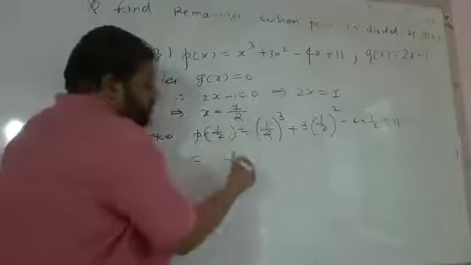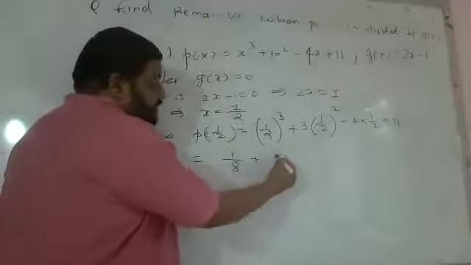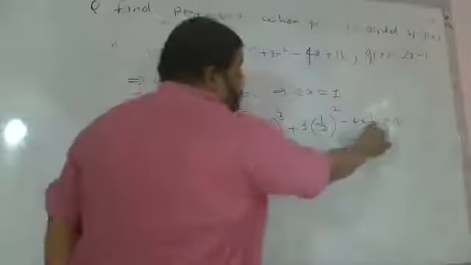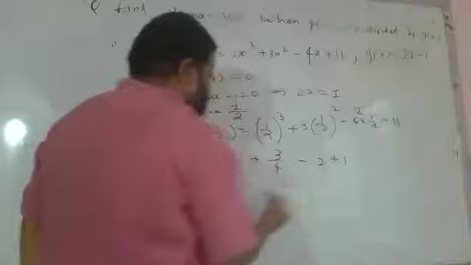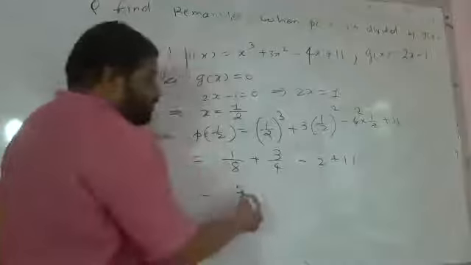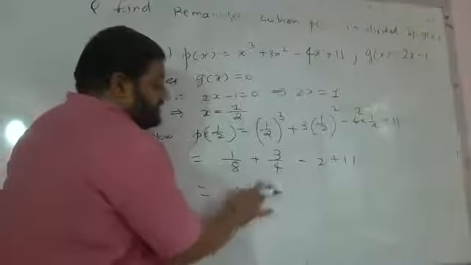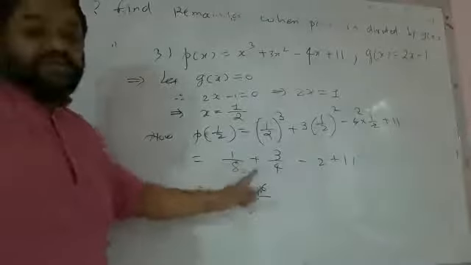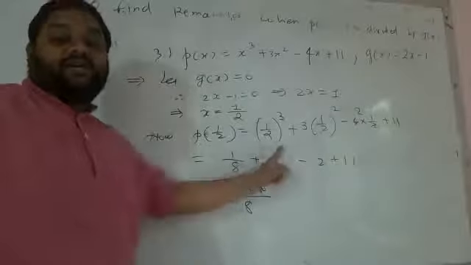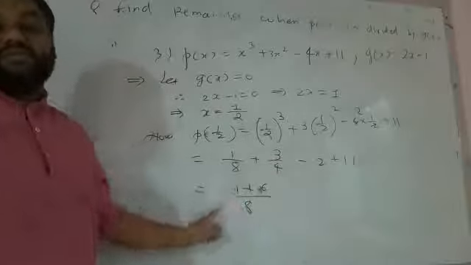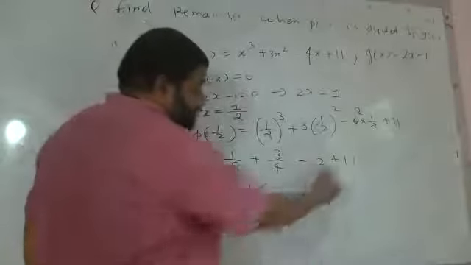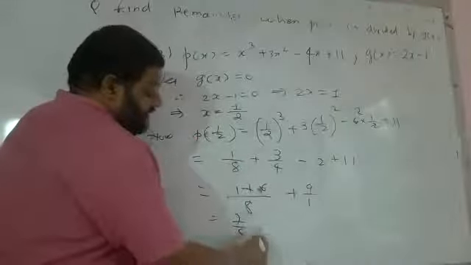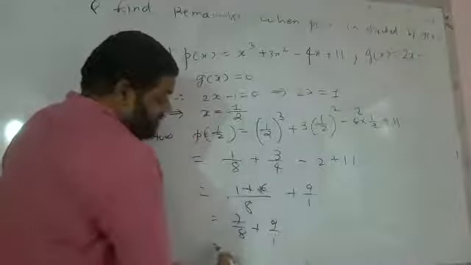Now 1 by 2 cubed is 1 by 8, plus 3 into 1 by 2 squared is 3 by 4, minus 2 plus 11. What I will do? 1 plus 6 by 8. LCM is 8. So 1 plus 4 twos are 8, 1 plus 6 divided by 8. Minus 2 plus 11 is 9 by 1. So it is 7 by 8 plus 9 by 1.